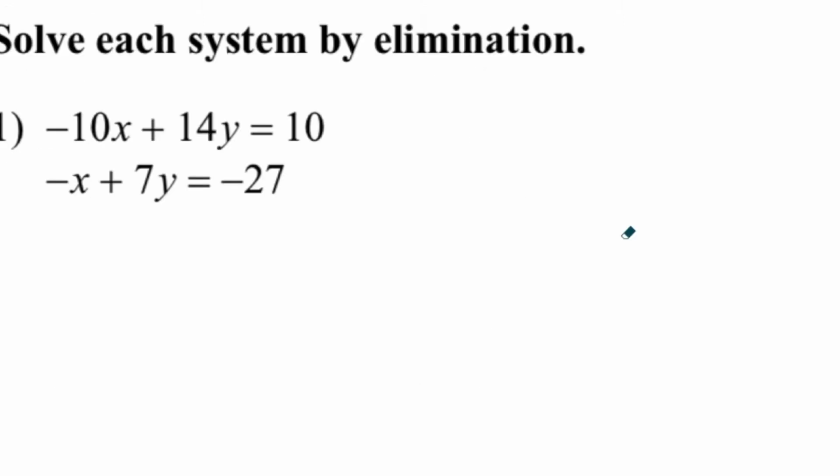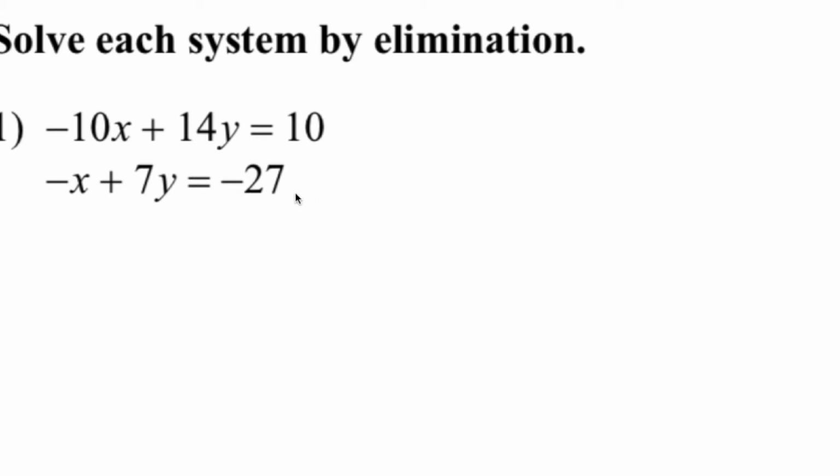All right, so first up, solving by elimination. Remember, this means that we need to cancel out one of our variables. And it really doesn't matter which one we choose. We just need to pick a variable that we can multiply by a number, and then that will eliminate it and get rid of it and leave us with only one variable.